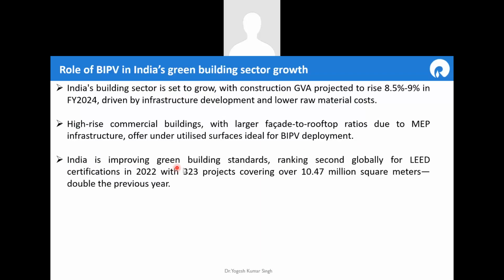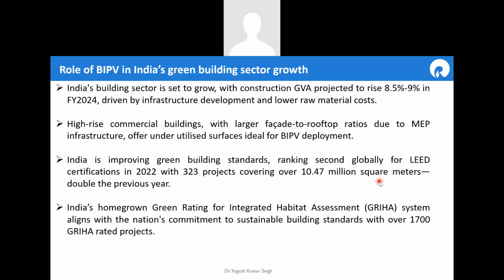Then after that, India is improving the green building standard and ranked second globally for LEED certification in 2022. There are 323 projects covering around 10.47 million square meters. So in 2022, India came to world ranking 2 globally in LEED certification. So we have a lot of buildings that will be made with the BIPV system.